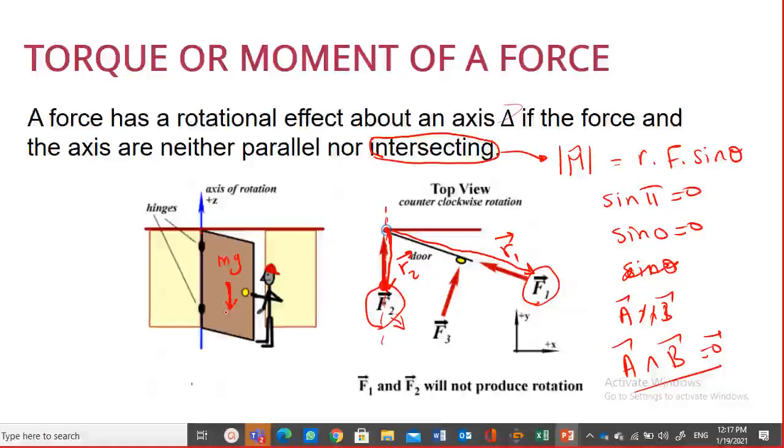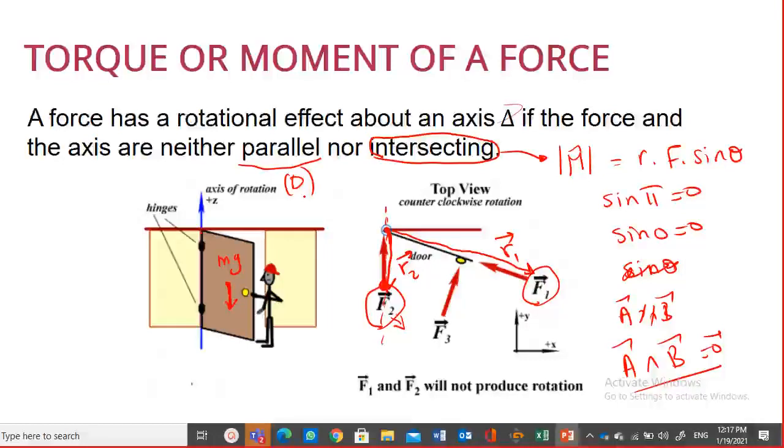For that, any force parallel to delta will have no effect on this rotation, because simply it's fixed in this way such that it rotates right and left and not up and down. And this is the reason why mg has a zero moment. It does not allow rotation around the axis of rotation.